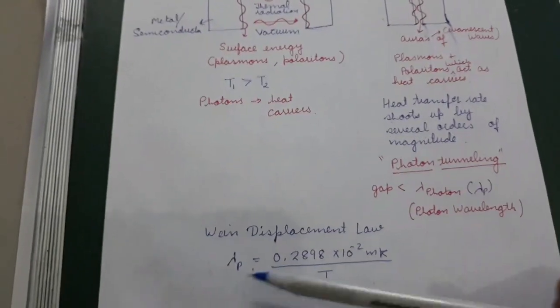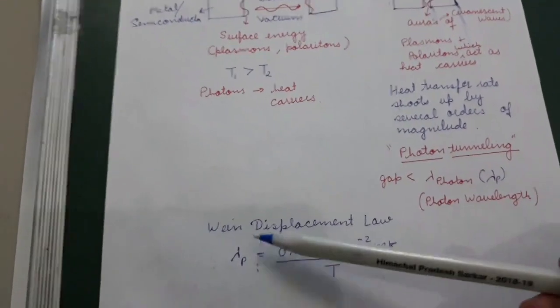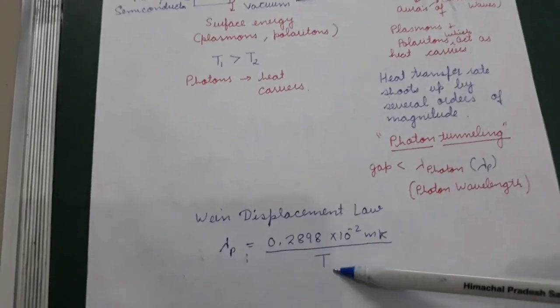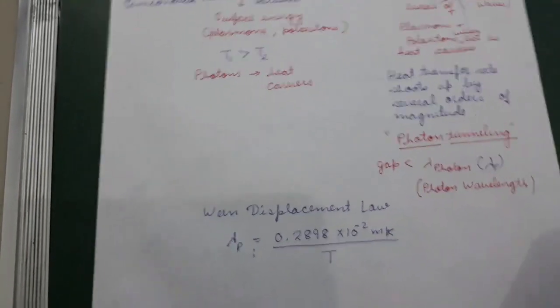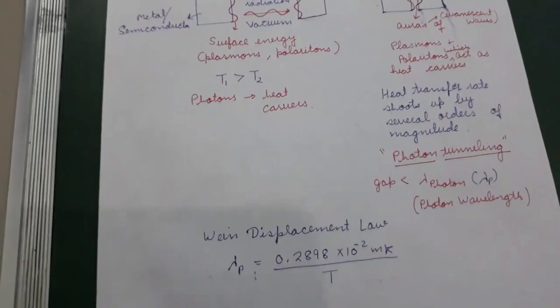That wavelength can be found by Wien's displacement law, which depends inversely upon the temperature. So that's it about nanoscale heat transfer.